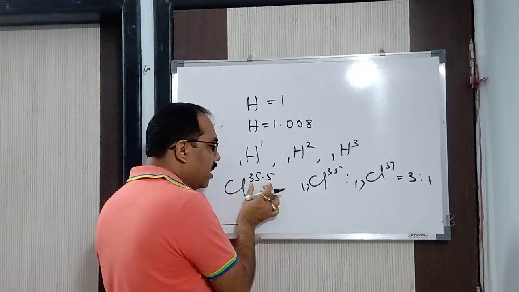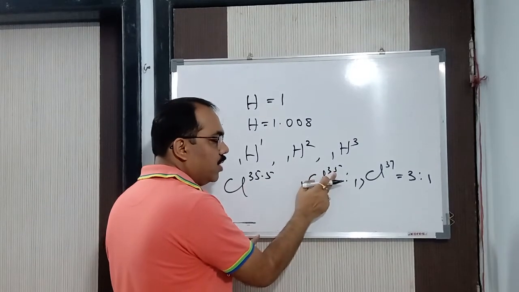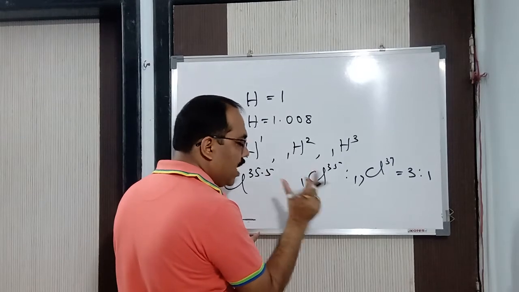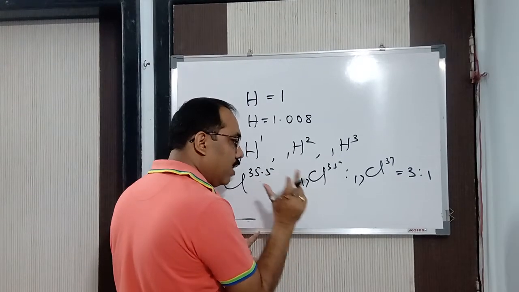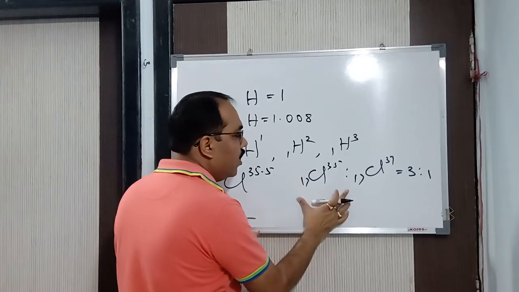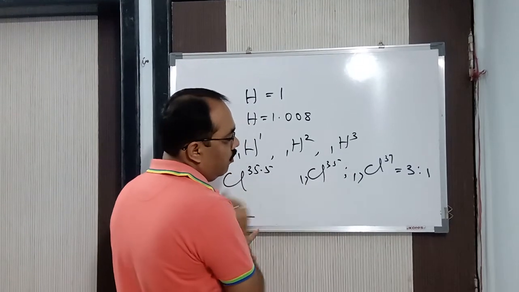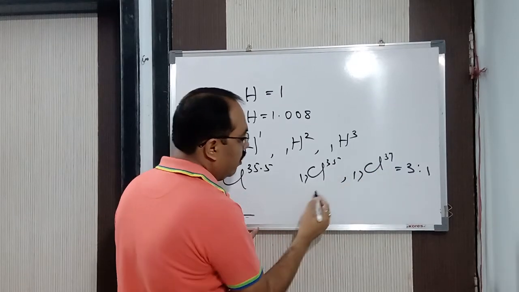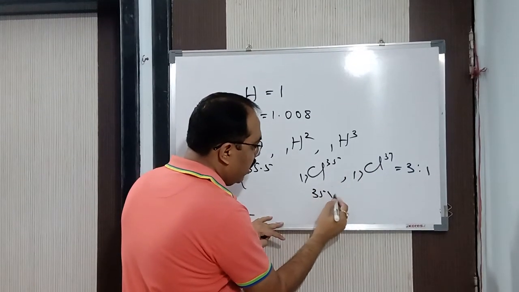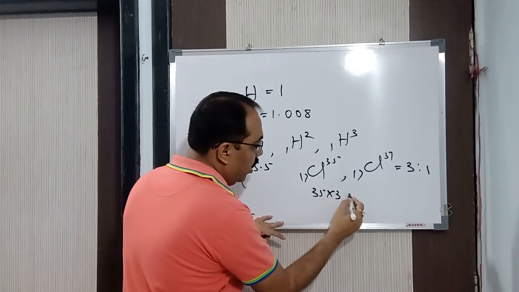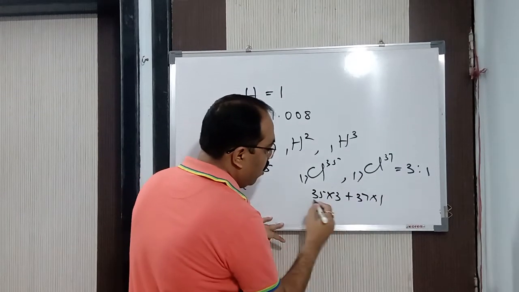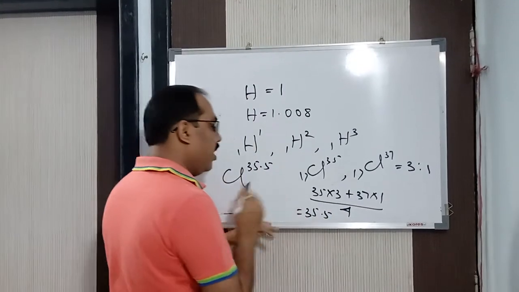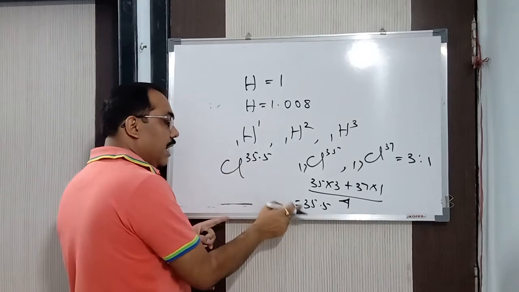Now how did we get 35.5? Because one isotope's atomic weight is 35, another is 37. Now listen, how we calculate the average atomic weight. I am going to calculate the average atomic weight of chlorine from these 2 isotopes. So how is it? 35 into 3 plus 37 into 1, whole divided by 4. If you do it, you will get 35.5. So hence the average atomic weight.